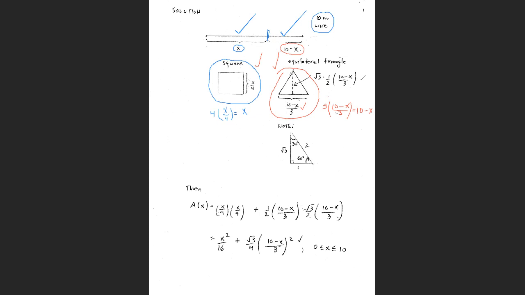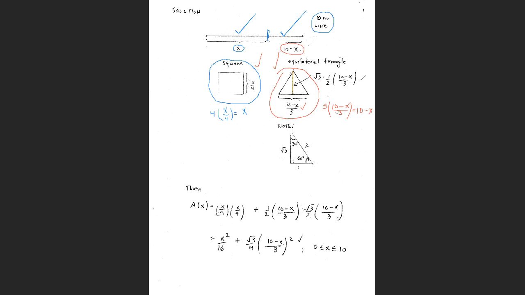Right, 1/2 base times height. Good, Nicholas. Good, Joe. So I need to find the height of my equilateral triangle. Well, in order to do that, I have to make use of a fact that I learned in trigonometry.